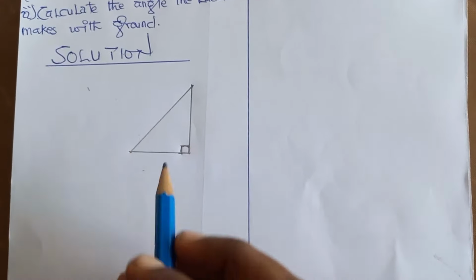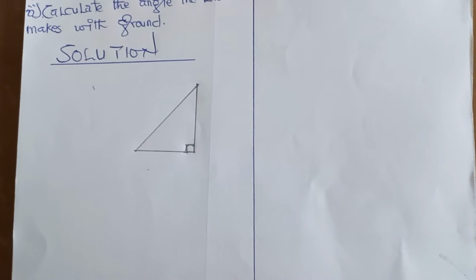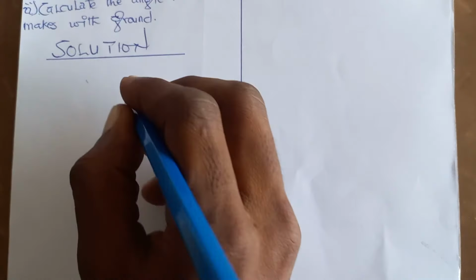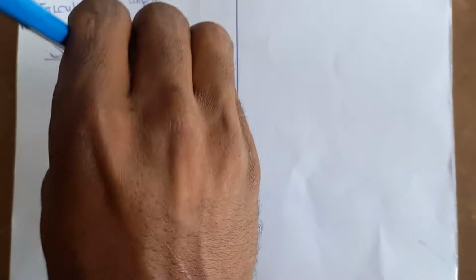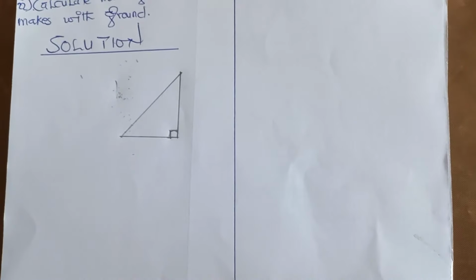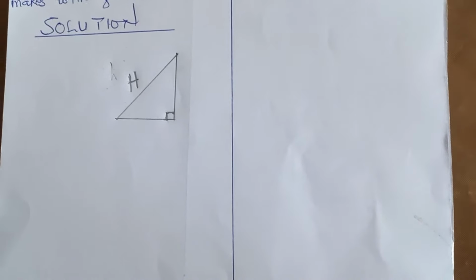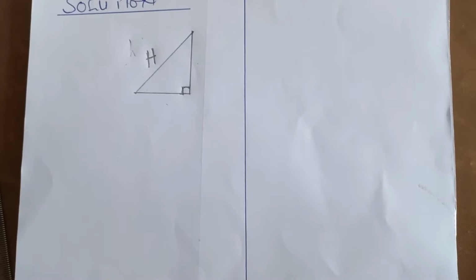So we can name this side, the longest side, which is straight opposite to the 90 degrees. We call it hypotenuse. Let's represent it by H. So which is the hypotenuse. Now we can name these two sides.